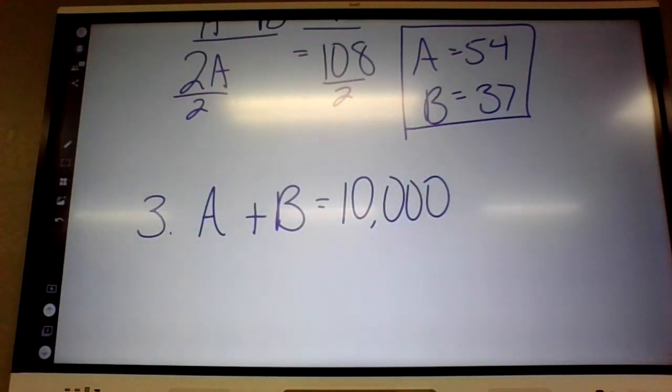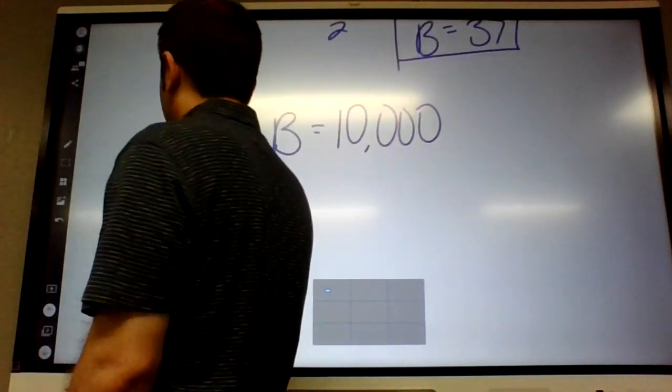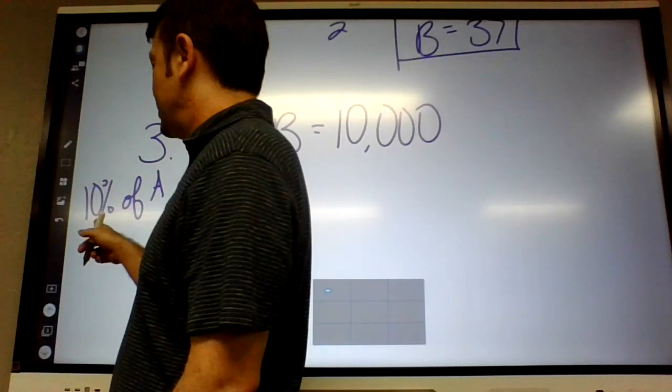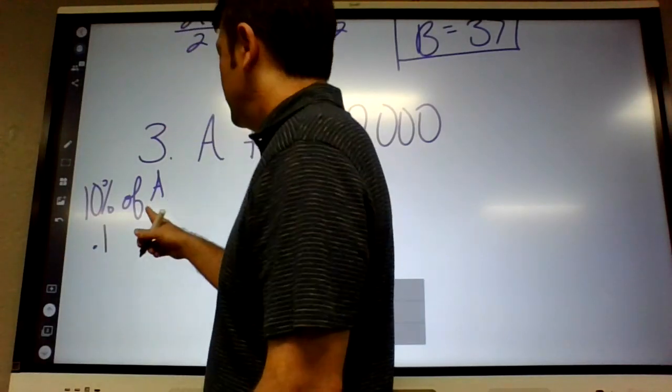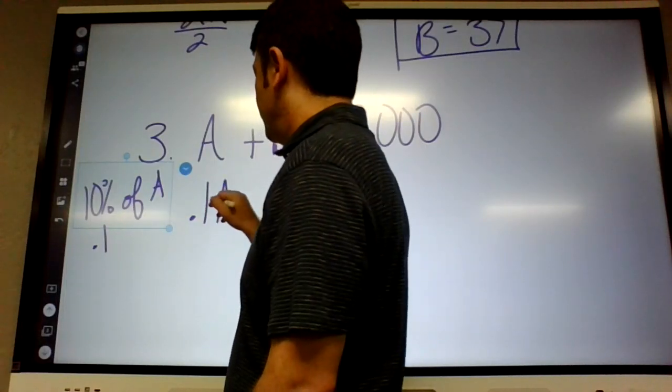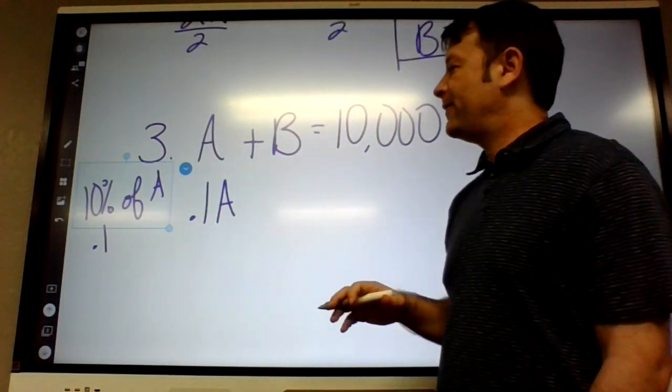Okay, one stock yielded a 10% return. What does that mean? Interest was plus. You got 10% of what he invested back as profit. So like 10% of stock A. What's 10% as a decimal? 0.10 or 0.1. How do you do 10% of? What does of mean? Times. So 0.1 times A.